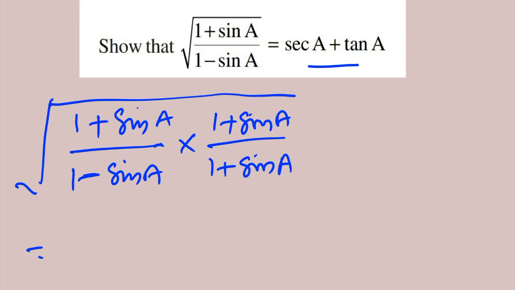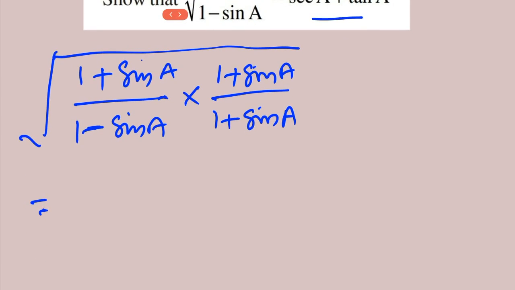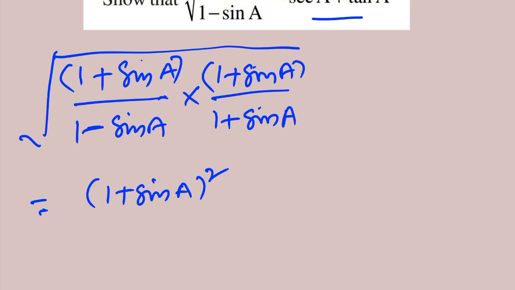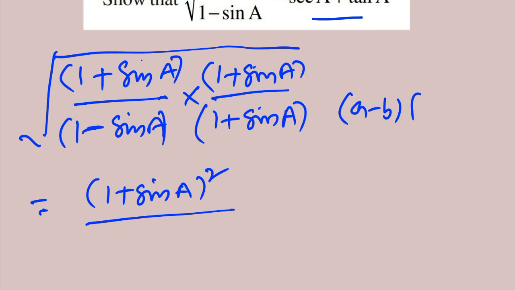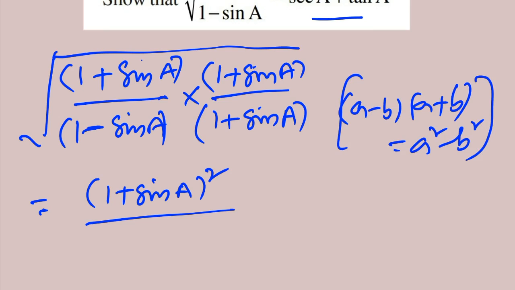Let us see. In the next step we multiply 1 plus sine a into 1 plus sine a. Both are the same expression, so we get 1 plus sine a whole square, divided by 1 minus sine a into 1 plus sine a. It is in the form of (a minus b) into (a plus b), that is equal to a square minus b square. In this way we can write it: 1 square minus sine square a.